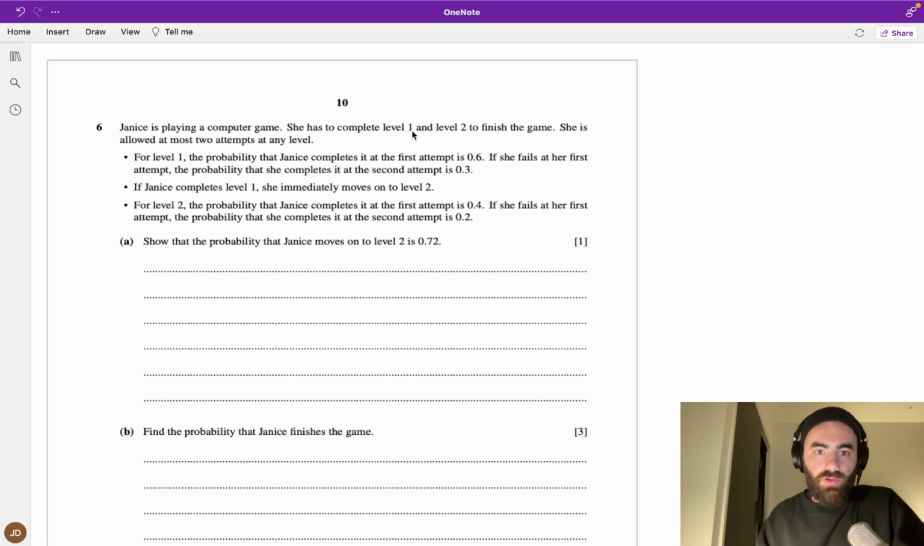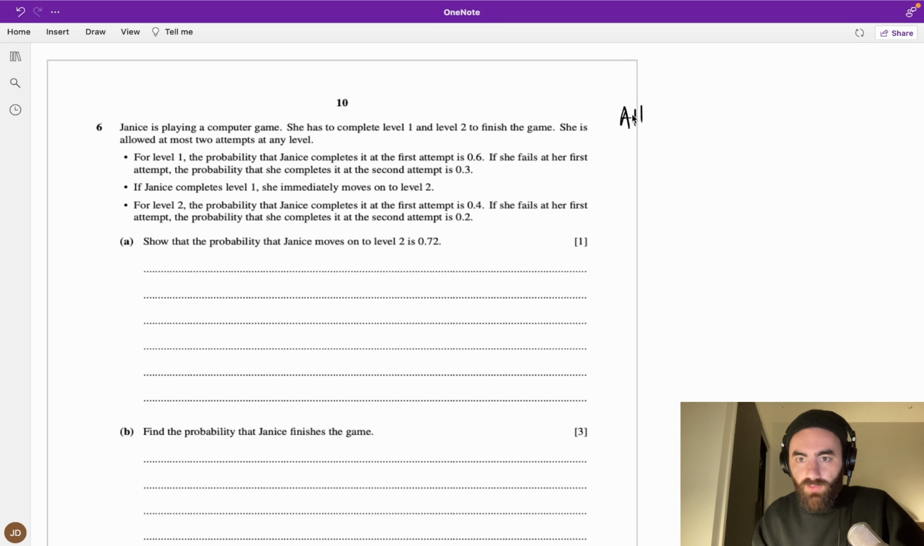Janice is playing a computer game. She has to complete level 1 and level 2 to finish the game. She is allowed at most 2 attempts at any level. For level 1, the probability that Janice completes it at the first attempt is given. Okay, so we're gonna have to draw some tree diagrams here.